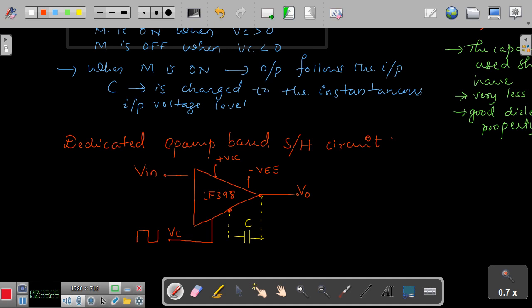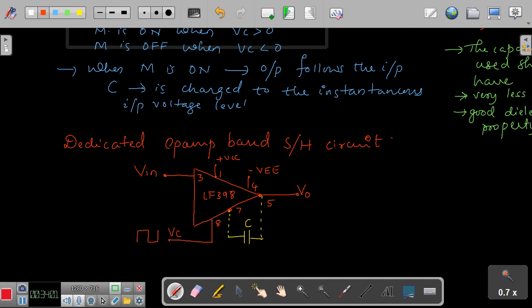In fact, pin number 3 is V in, and pin number 8 is your control voltage. Between 7 and, I think, between 7 and 5 you have this capacitor connected, and VCC, this is 1 and 4. So this is the operational amplifier. In fact, this is LF398. It is a dedicated operational amplifier IC, meant for the purpose of sampling and holding.